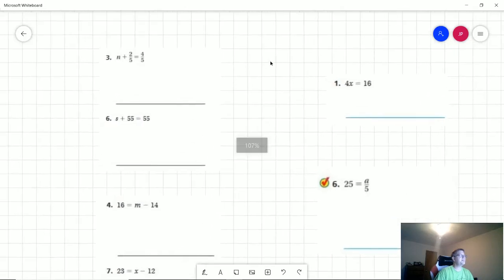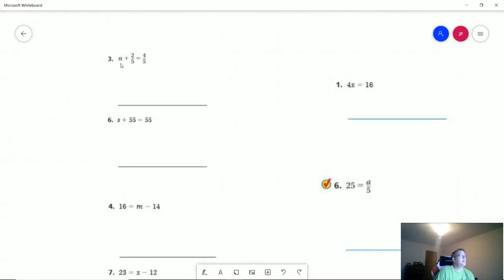So for instance, our first example up here, we are going to solve for n. And so n is going to be added to 2/5 to give us a total of 4/5. We would take the 2/5 here and we would subtract it. And so we could say that we are changing the problem, canceling this out by subtracting 2/5 from this side, subtracting 2/5 from this side. And so the answer would be 2/5.